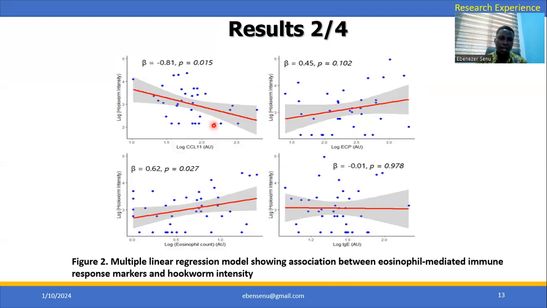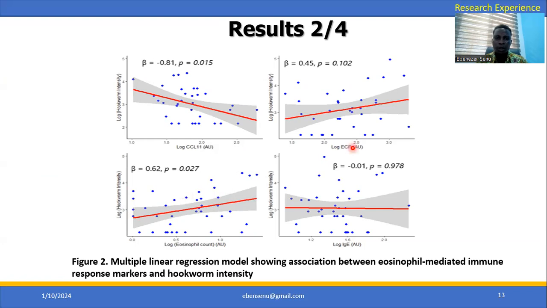I found that CCL11 was strongly negatively correlated with hookworm infection intensity, and a unit increase in CCL11 level was significantly associated with a 0.81 decrease in hookworm infection intensity. Also, eosinophil count was moderately positively correlated with hookworm infection intensity, and a unit increase in eosinophil count was associated with a 0.62 increase in hookworm infection intensity.